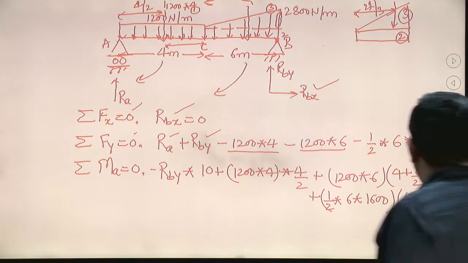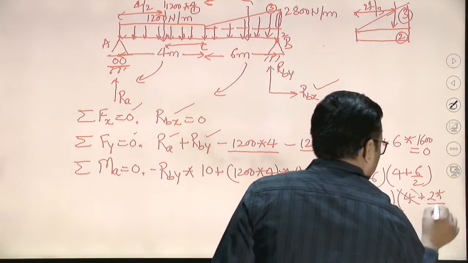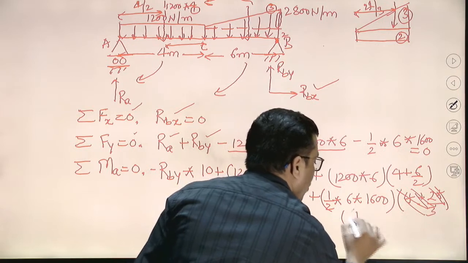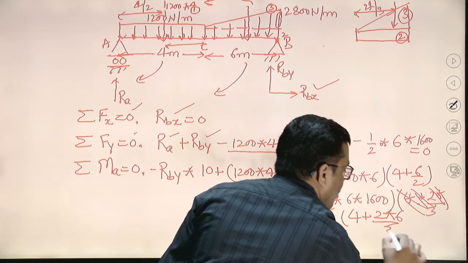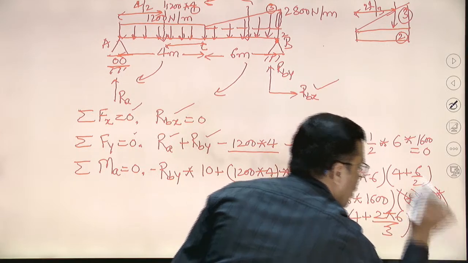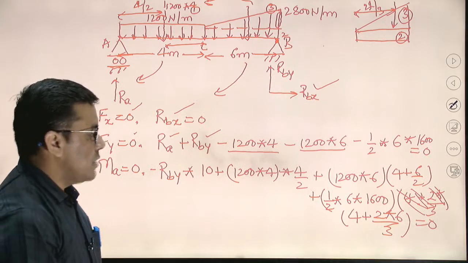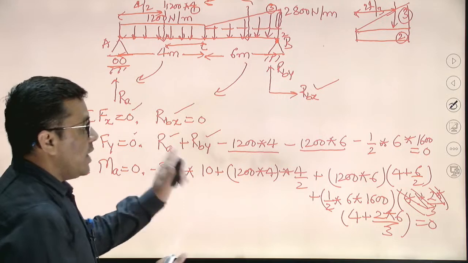It is not fitting there. Let me write it here, sorry, I cut this. Okay, I write it here: 4 plus 2L by 3 equals to 0. Is it okay with everyone? So this is the equation.